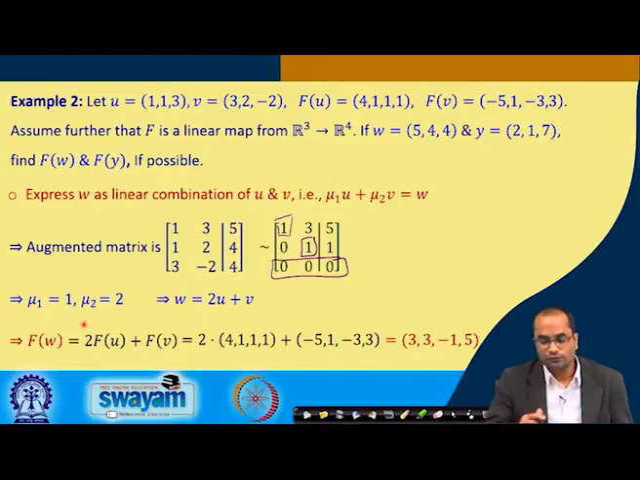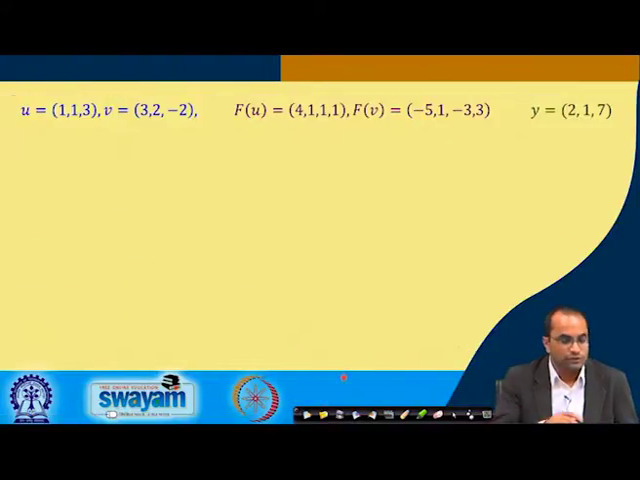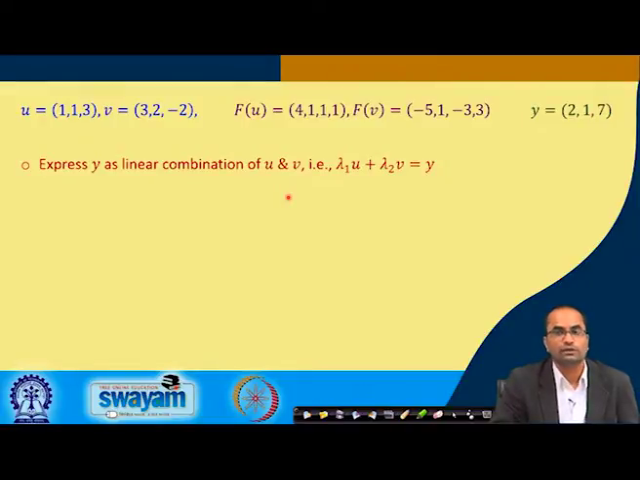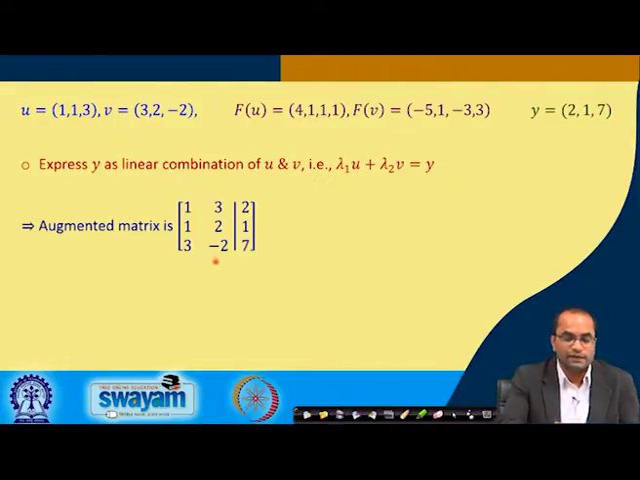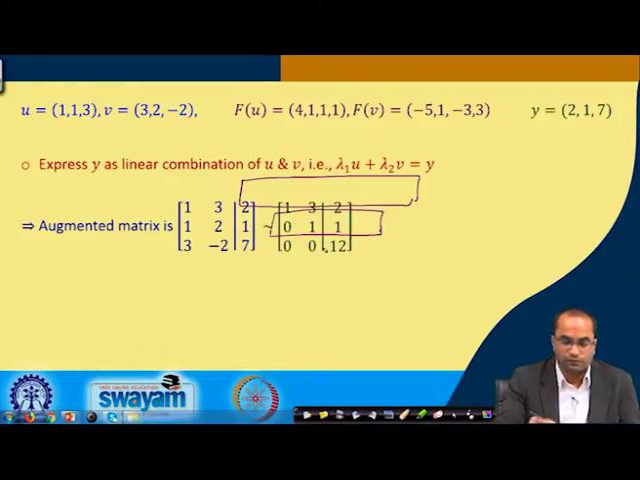Now, if we try to do the same steps for y: y is (2, 1, 7) and we have u and v. Again, we will try to express y as a linear combination of u and v, and again we will get this augmented matrix, that is 1 1 3, and then we have 3 2 minus 2, and the right hand side, that is y here. So, that is (2, 1, 7), and again we will convert it into the row reduced form. So, we got this row reduced form now.